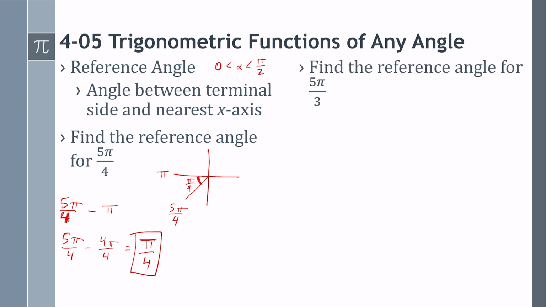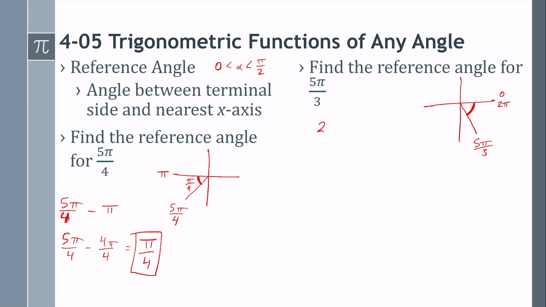Let's try another one. 5 pi over 3. So that would be right there. And so our reference angle goes to the x-axis. So we have a choice of calling that 0 or 2 pi. Well, we're closer to 2 pi, so we'll use the 2 pi. And we need to subtract.